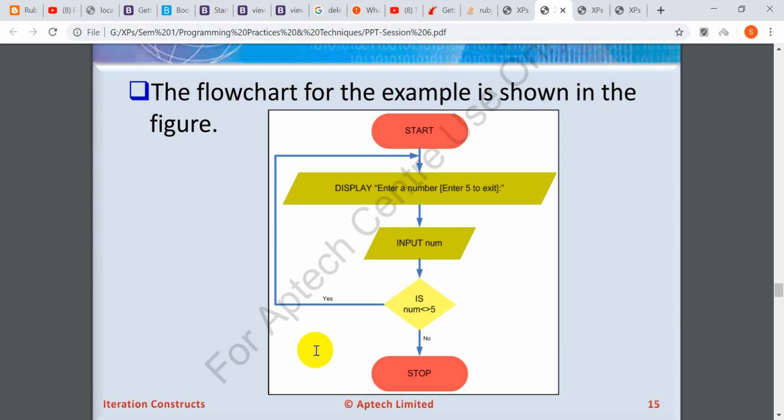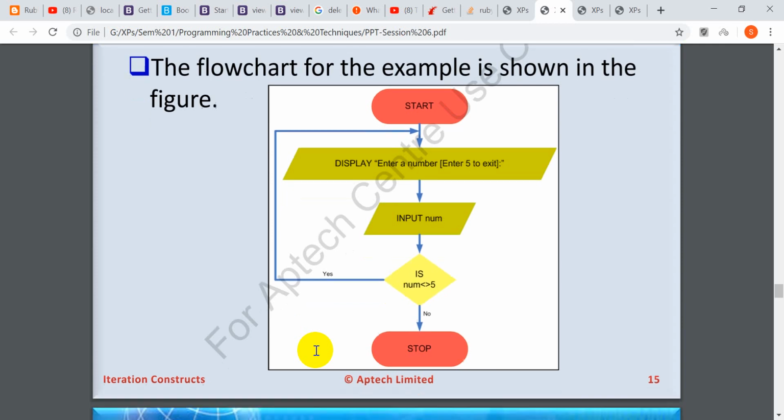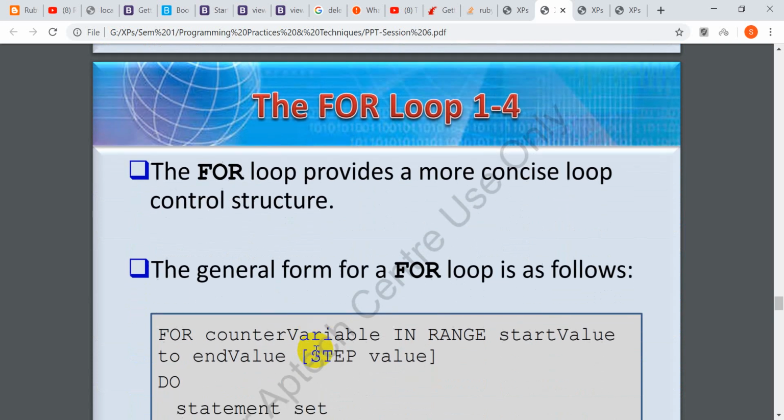It will not stop the program. You understand? So that's how it is. Then the for loop provides a more concise loop control structure, concise, like in just maybe 2 or 3 lines.